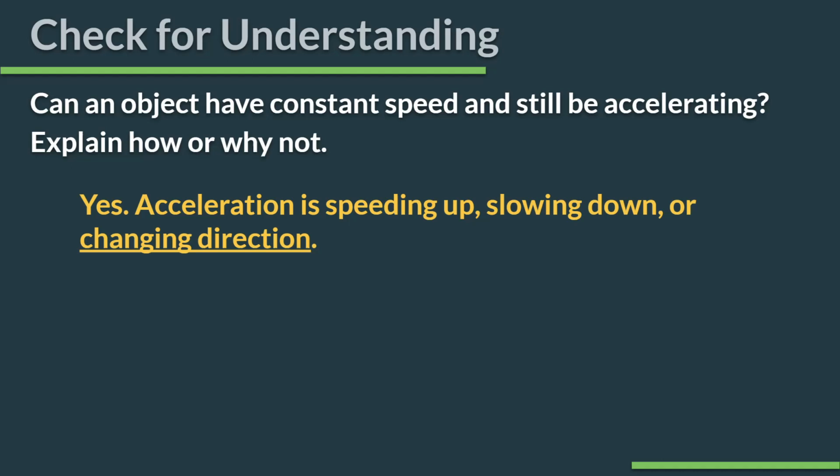We have a whole unit on that next semester when we talk about circular motion, because there is acceleration happening even when you have things moving at constant speed if they're turning. Okay, so yes, that is possible, and here's why. This is from the notes yesterday. Acceleration is speeding up, slowing down, or changing direction.